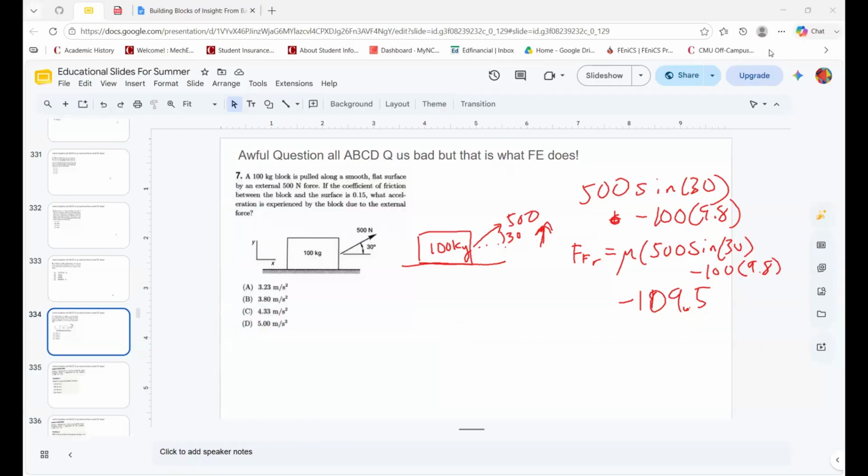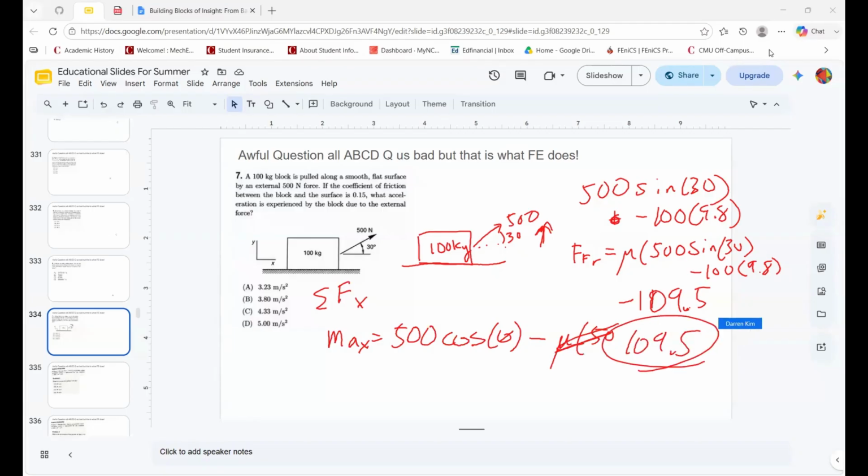So from that, we can ask what is the acceleration experienced by the block due to the external force? Now we can do the summation of Fx, which is max. So 500 cosine theta minus the friction force, which we can now put as 109.5. Why didn't I put the minus? Because it's opposite of the direction it's moving. I made the mistake of ordering this wrong, but you flip the order and you're fine. Basically, you calculate the rest and then put the friction in wherever it is opposite of the movement force.